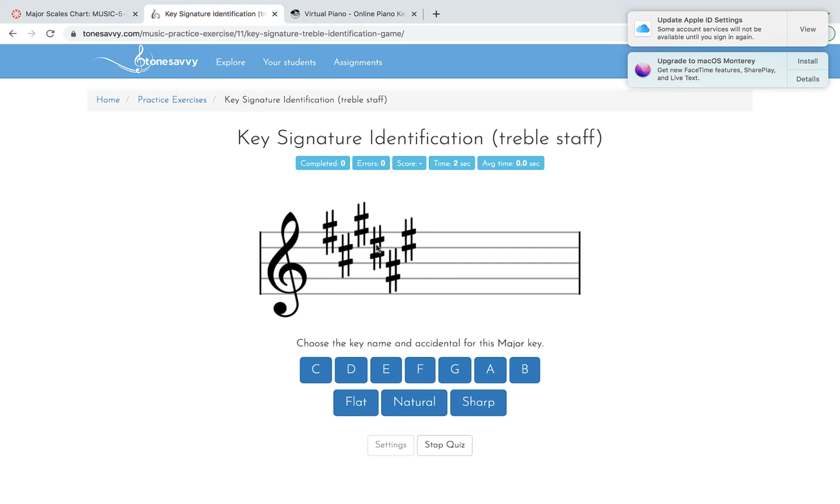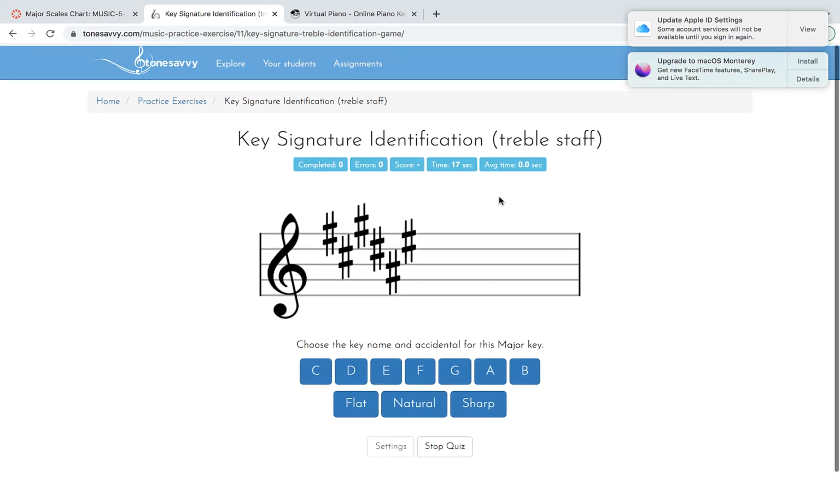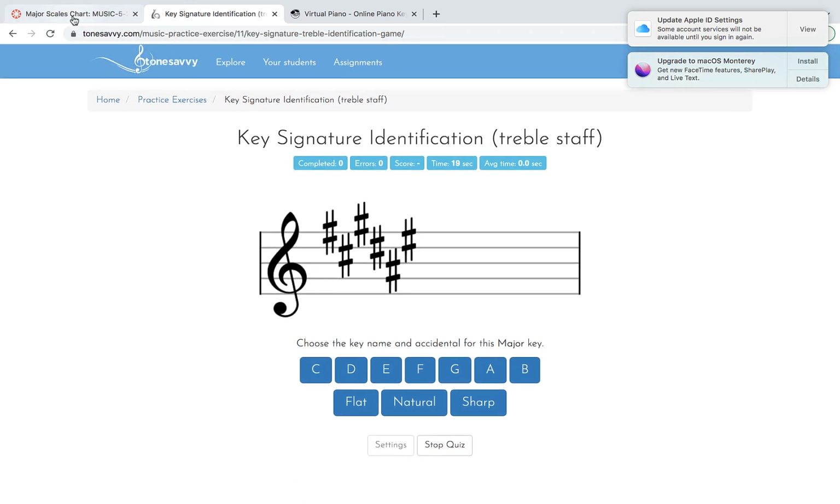1, 2, 3, 4, 5, 6. What major key has 6 sharps? Now, technically, the well-trained musician instantly recognizes what 6 sharps are. Since you guys are just learning this, you can always go to your chart and find where the 6 sharps are.